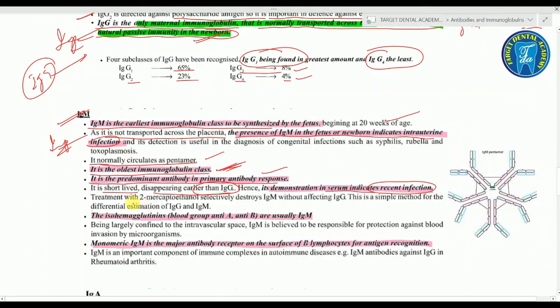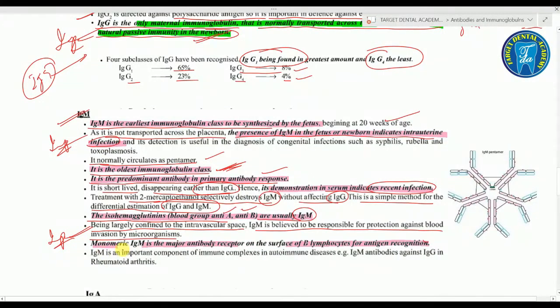Treatment with 2-mercaptoethanol selectively destroys IgM without affecting IgG. This is a simple method for the differential estimation of IgG and IgM. The isohemagglutinins, the blood group anti-A and anti-B, are usually IgM. Being largely confined to the intravascular space, IgM is believed to be responsible for protection against blood invasion by microorganisms.